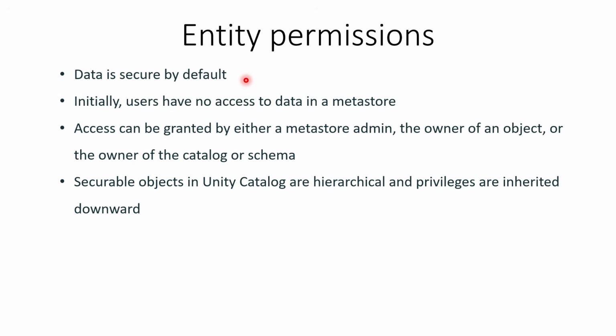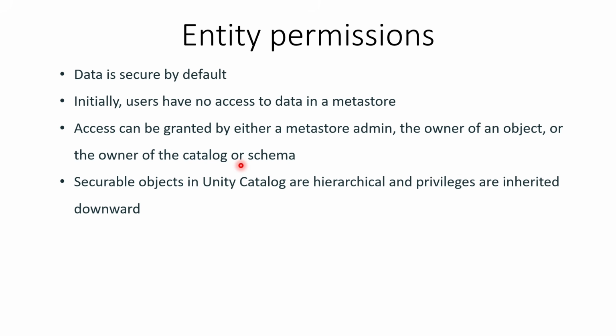The entity permissions. In Unity Catalog, data is secure by default. Initially, users have no access in the MetaStore. Access can be granted by either a MetaStore admin, the owner of the object, or the owner of the catalog or schema that contains the object.